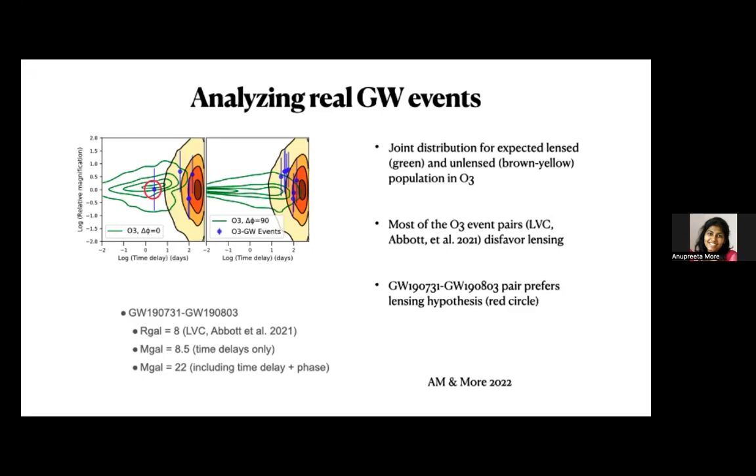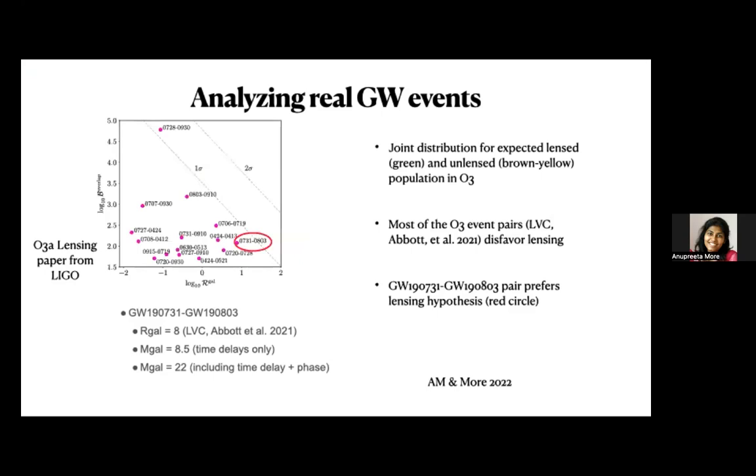So the previous estimate, the RGAL estimate, which only comes from the delta t, was a value of around 8, which is in this part. And if we do the MGAL calculation with the new ranking statistic, it increases the confidence, so to say, to a value of 22. So with this particular event pair, we can clearly see how we are able to boost the confidence.